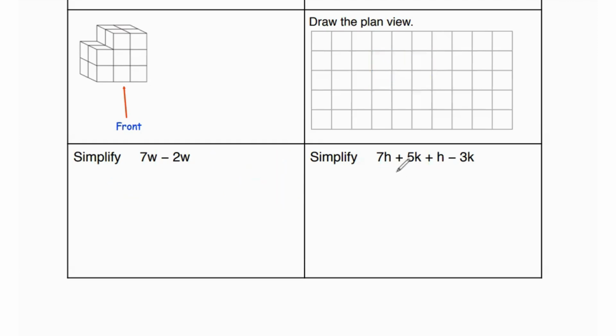Then the next one says, simplify 7h plus 5k plus h minus 3k. So 7h and h are like terms. So 7h plus h. And 5k and 3k are like terms. So plus 5k minus 3k. That's going to give us 8h plus 2k. That is your answer.